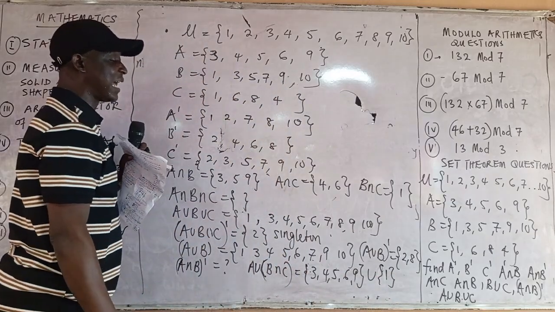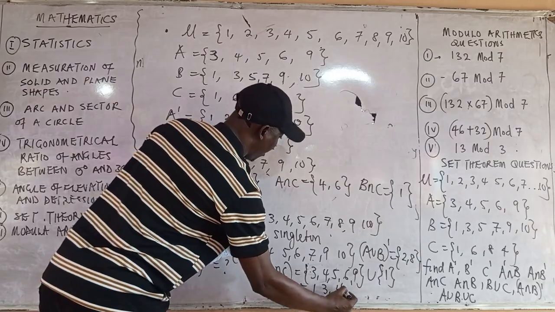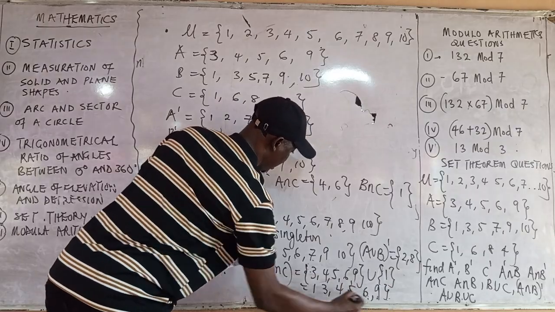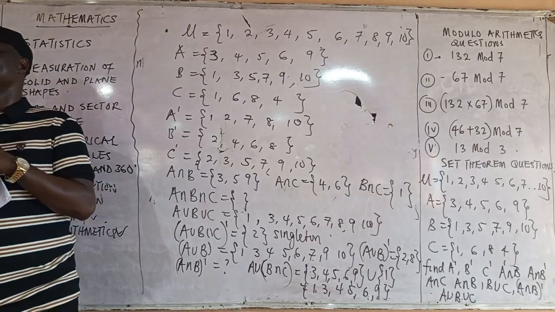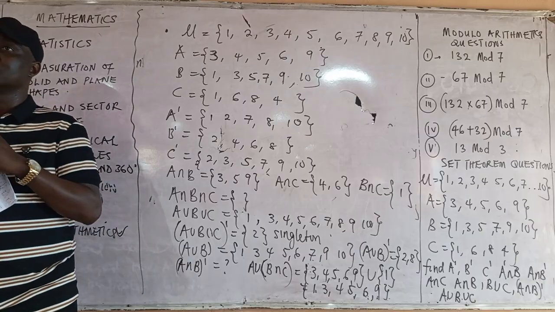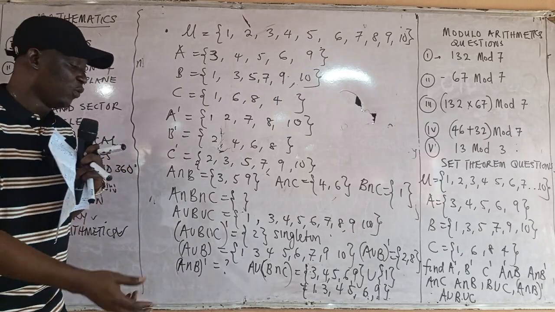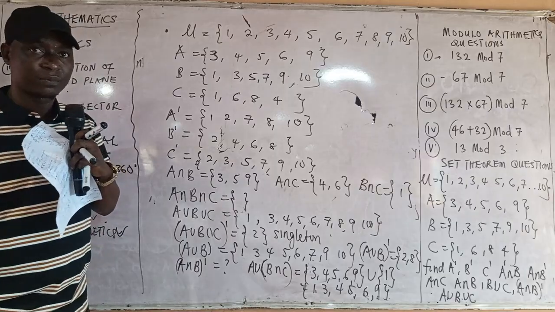So what will now be our answer? It will now be 1, 3, 4, 5, 6, and 9. That is it. So obey the brackets. The bracket must be considered first before you do anything. If you fail to consider the bracket and just approach it the way you would approach A union B intersection C, you have failed it.